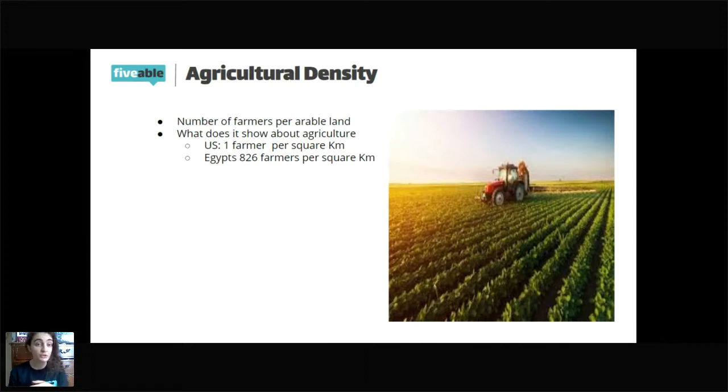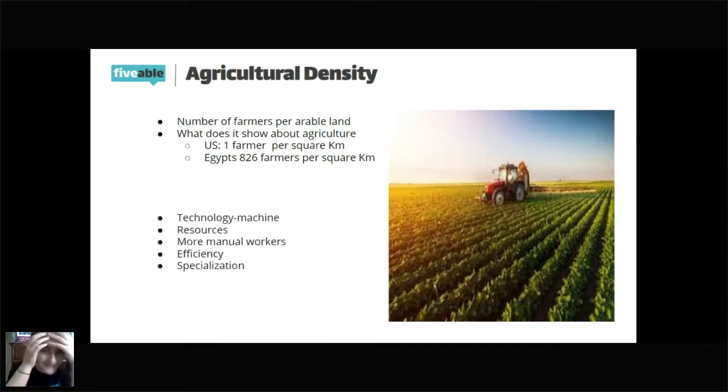In Egypt, you have 825 farmers per square kilometer. In the US, you only need 1 farmer. So those 825 farmers can be working in other parts of the economy, and they can specialize in other things to contribute. So that's what agricultural density basically tells us about how a country develops.